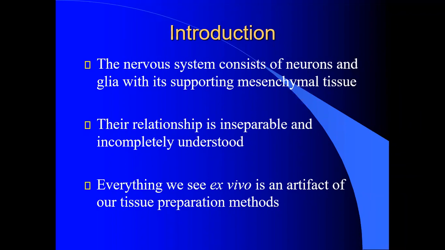The relationship of the neuron and the glia is inseparable. You will see that on the last slide of this lecture. It's simply inseparable, and it's not completely understood. It's a great topic and a great area. I should also make the point that neuroanatomy is a field of active research. This is not static, and we learn new things all the time, and I try to keep these talks updated.